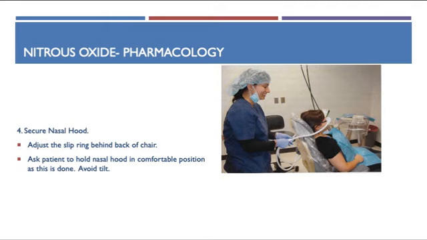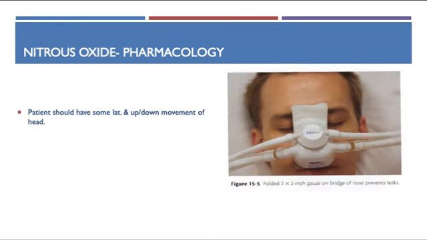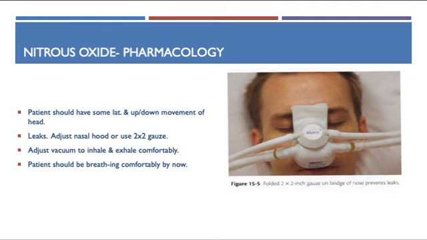There's a slip ring on the back of the tubing, so make sure that once you've placed the nasal hood on the patient's nose, you adjust the slip ring to tighten the hosing onto the headrest of the chair, just to make sure that it is secure in place and the patient is comfortable. The patient should have some freedom of movement even with all this equipment on. They should be able to relatively easily move their head up and down, side to side.